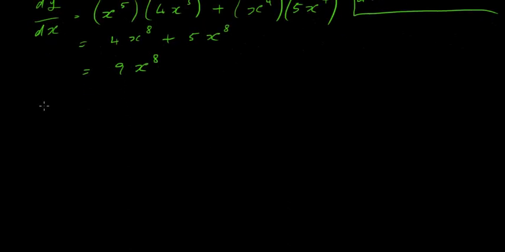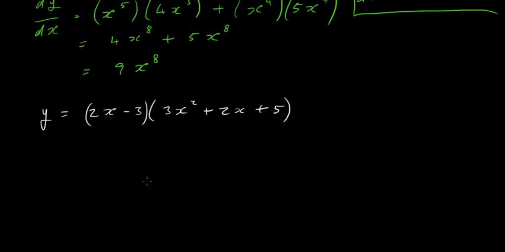So we'll go to white this time. Let's see, y is equal to, let's pick a function. So let's pick 2x minus 3. And we'll multiply that by 3x squared plus 2x plus 5. Okay, so again what we could do is multiply this out. Maybe it wouldn't take too long, but we'd end up with a fairly big algebraic equation there, and we would then differentiate each term individually, and that's fine.